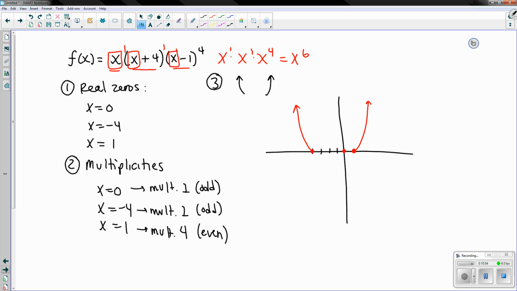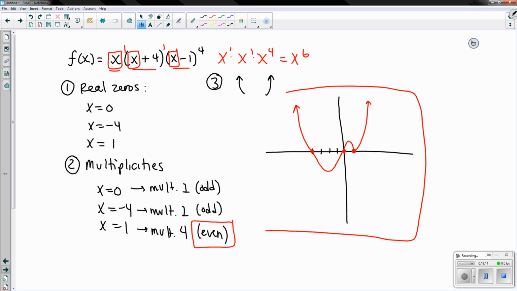At -4, we have odd multiplicity, so I expect to cross over. I turn around somewhere and head to the middle zero, which also has odd multiplicity, so I cross over, turn around somewhere and head to the last zero. I have no choice but to bounce, and that bounce at 1 is supported by the fact that we have an even multiplicity. So I should feel good about this graph. So there's the rough sketch of this polynomial, given a factored form this time.